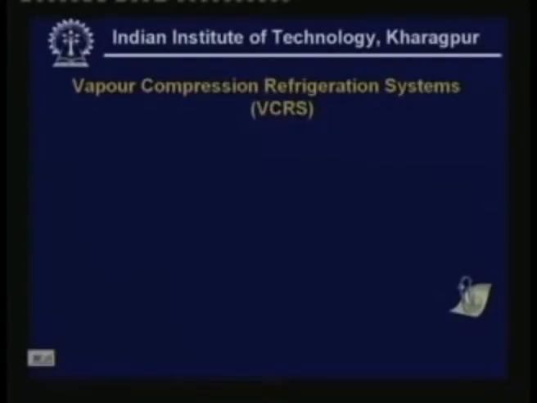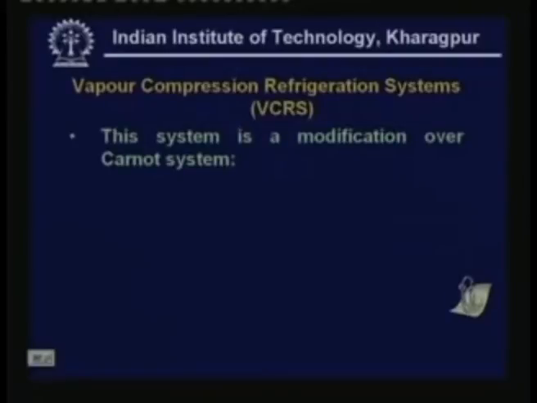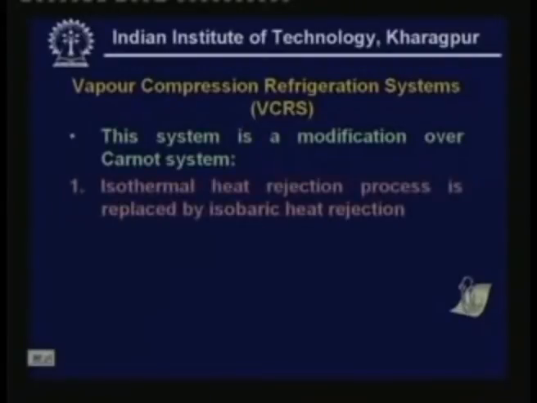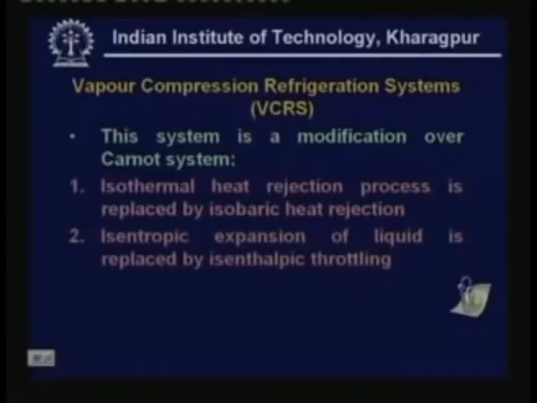Now, let us look at the vapor compression refrigeration system, which is the system used in practice. This system is a modification over the Carnot system, and what are the modifications? The first modification is that the isothermal heat rejection process in the condenser is replaced by isobaric heat rejection. This is the first deviation from the Carnot cycle. The second deviation is that the isentropic expansion of liquid in the turbine is replaced by isenthalpic throttling in a throttling device.